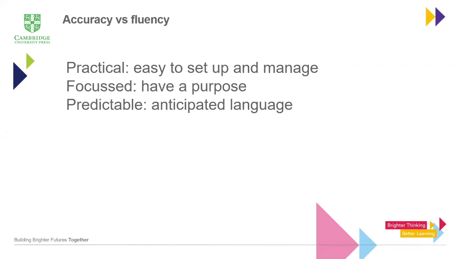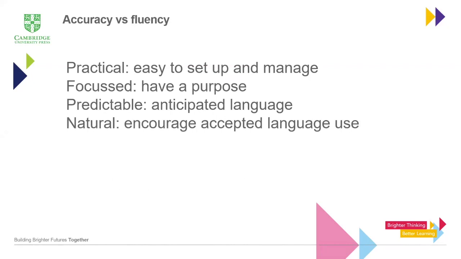The fourth point was natural, and by natural, we mean that the activity needs to encourage the language which we've predicted. It shouldn't be forced. There should be opportunities for the students to use the language in a fairly natural way. Of course, it's never going to be 100% natural. How can it be? But we want it to encourage students to use language in a natural way as far as possible.